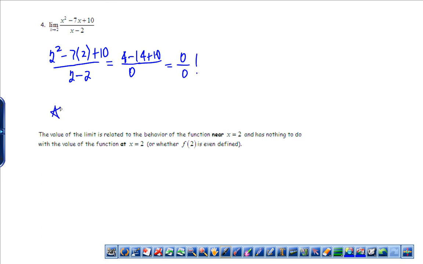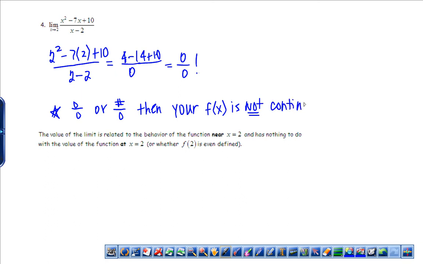Okay, so a little hint here. If you ever get a 0 over 0, or if you get a number over 0, which is undefined, then your function is not continuous, like the ones we had before. So what are we going to do if your function is not continuous?